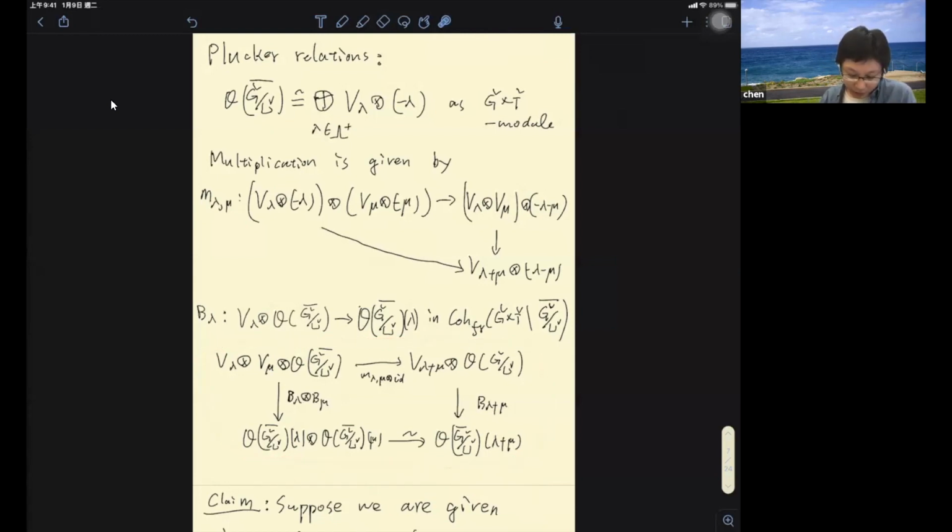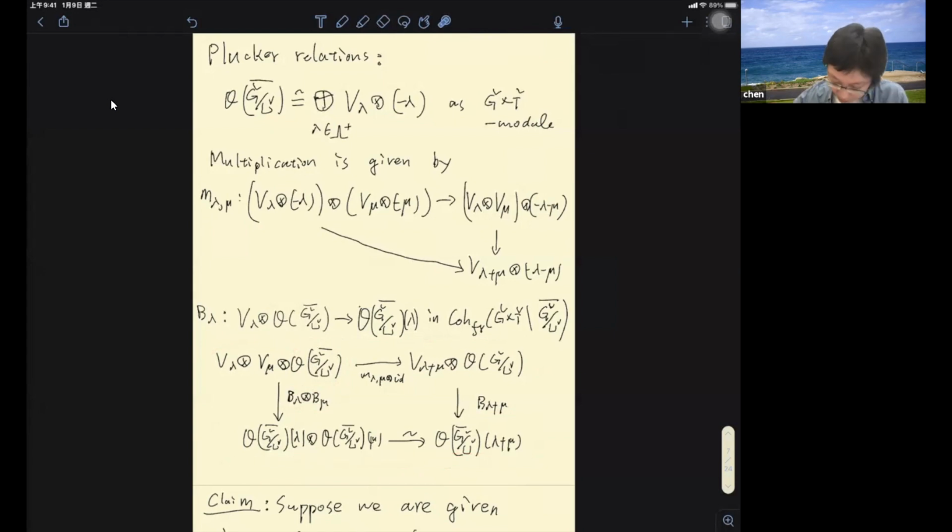So here you start with V lambda tensor V mu, tensored with the ring of functions on the affine closure. You can first do multiplication on the first two copies and take B lambda plus mu, or you can first take B lambda tensor B mu, and then here you have a canonical identification of a tensor product of rings of functions. So we have these Plücker relations.